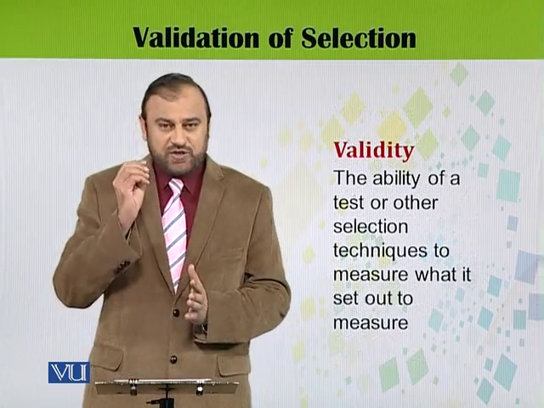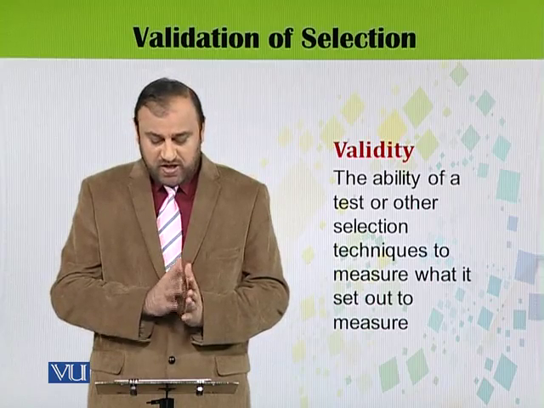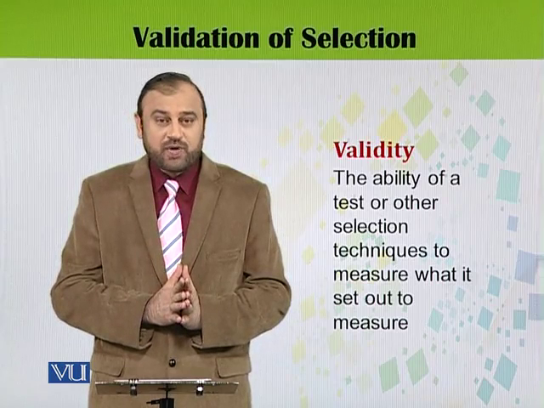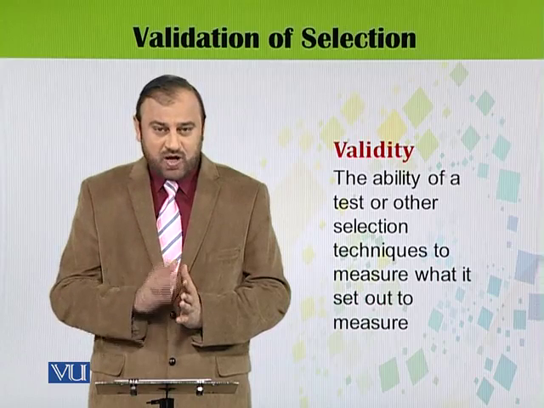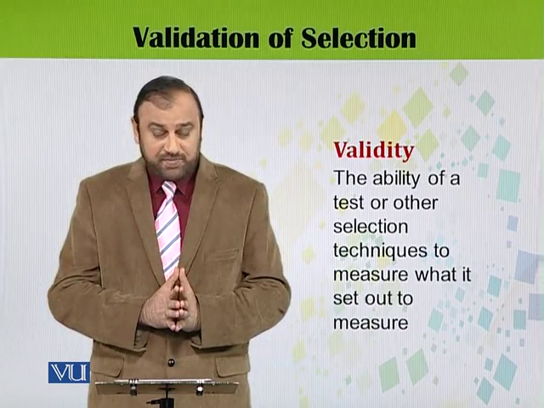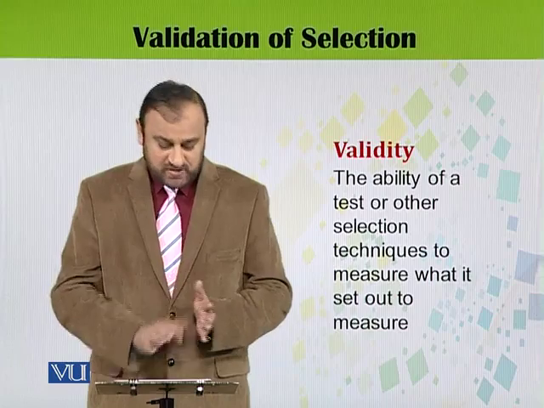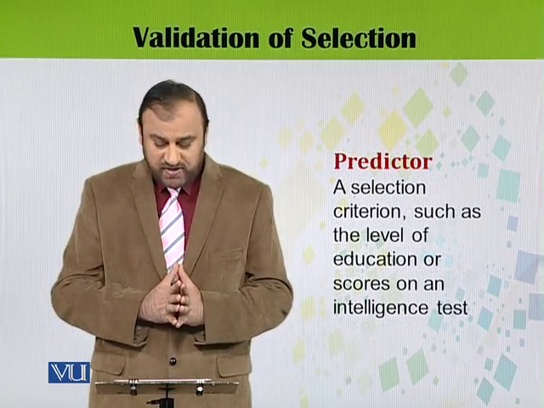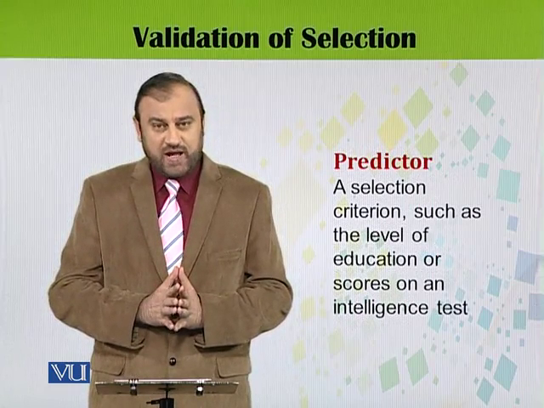So first of all, we need to know what validity is. It is the ability of a test or other selection technique to measure what it sets out to measure. What we are measuring, whether we are measuring the same concept or a different concept, this is called validity. So a predictor is a selection criterion such as the level of education or scores on an intelligence test.